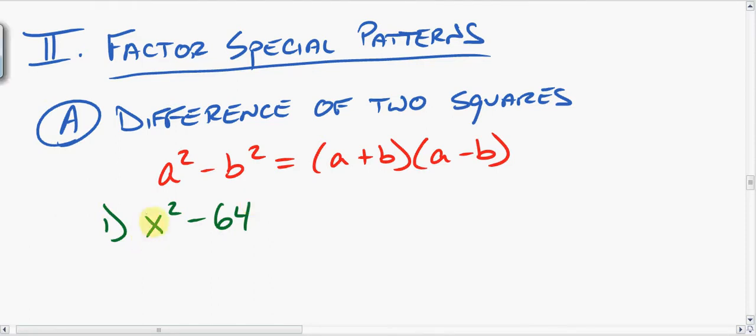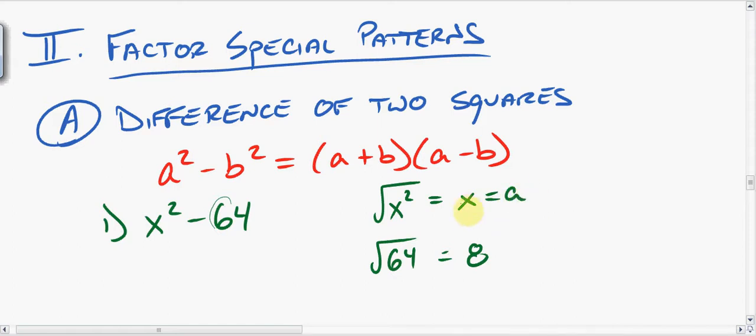So here we have x squared minus 64, binomial, subtraction. Each term is a perfect square. And what I mean by that is if I take the square root of my first term, I get a nice solution. Square root of x squared is x. If I take the square root of 64, I get 8. So x squared is in the spot of a squared, so after I take the square root of a squared, I get a. Take the square root of x squared, I get x. So that must mean x is in the spot of my a.